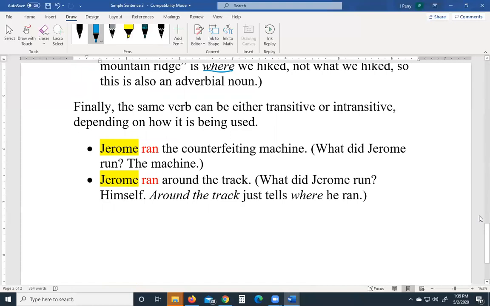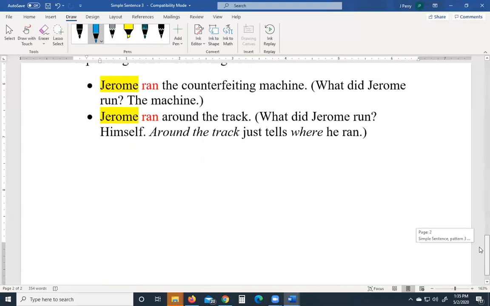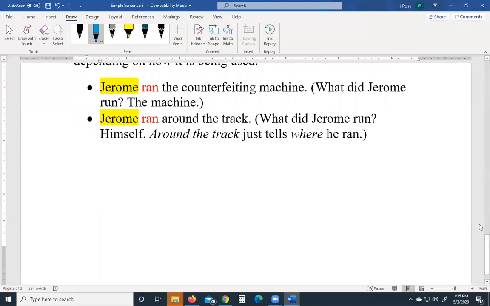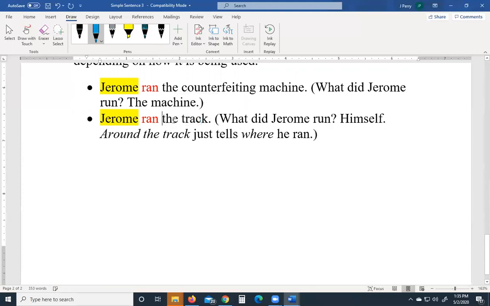So Jerome ran the counterfeiting machine. What did Jerome run or operate? The machine. Jerome ran around the track. Jerome ran what? Or what did he run? Himself. Around the track tells us where he ran. Now, we might phrase this sentence right here as Jerome ran the track.